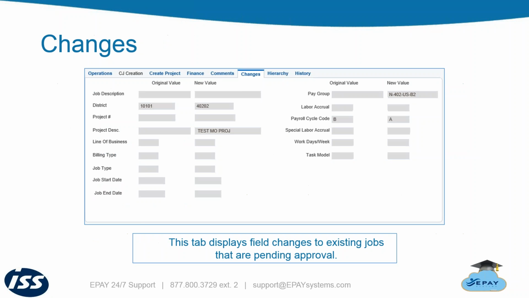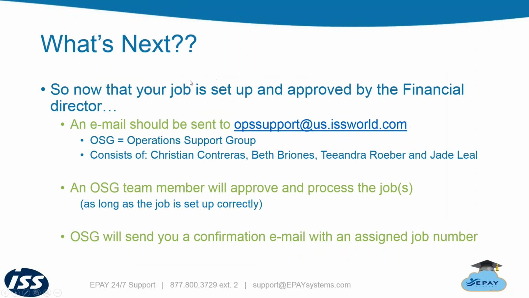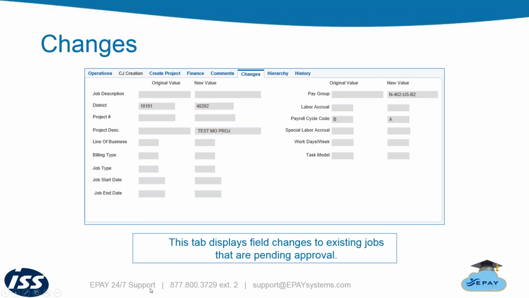Sorry about that. Let me go backwards one slide. So you have the original value, the new value for each one of these fields that you see here.